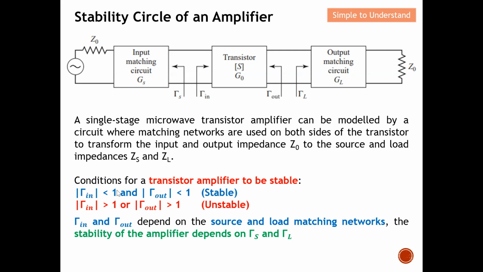Theta in less than 1 and theta out less than 1. Any condition, theta in larger than 1 or theta out more than 1, will cause the amplifier to be unstable. In short, theta in and theta out actually depend on the source and load matching network. Therefore, the stability of the amplifier also depends on theta S and theta L.